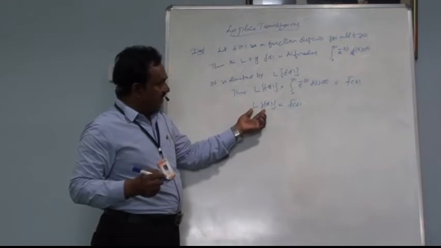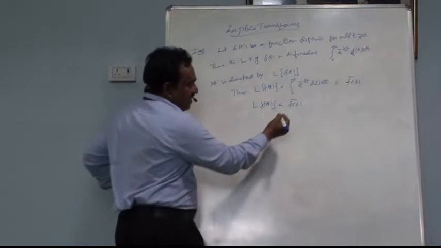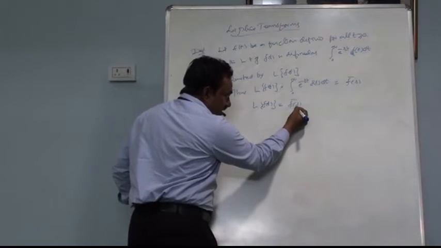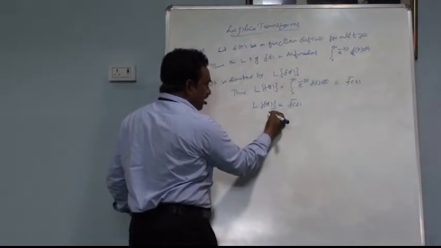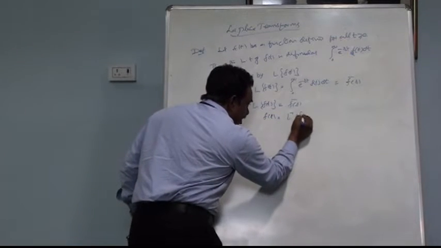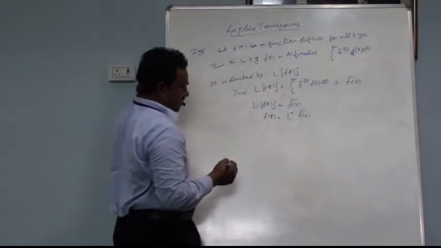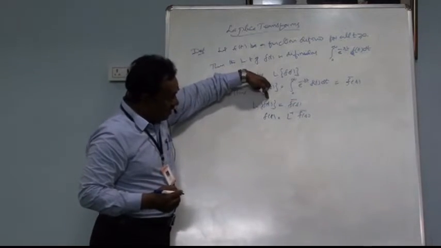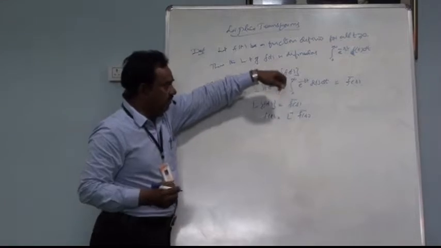Thus, L of f t is equal to f bar s. F bar s is the Laplace transformation of f of t. Conversely, this f of t is called the inverse Laplace transformation of f bar s.